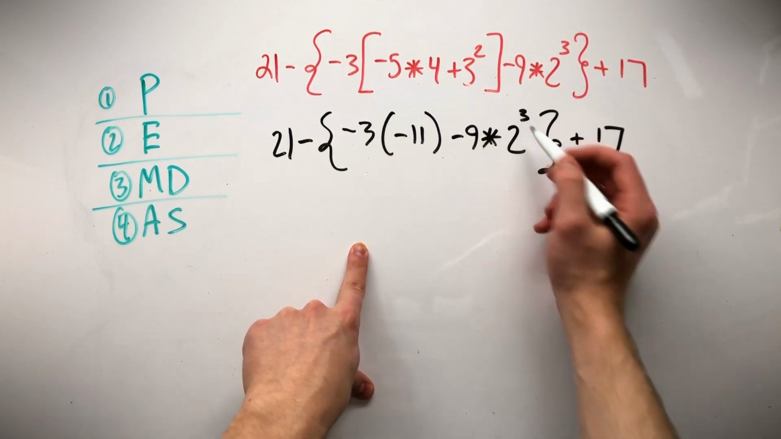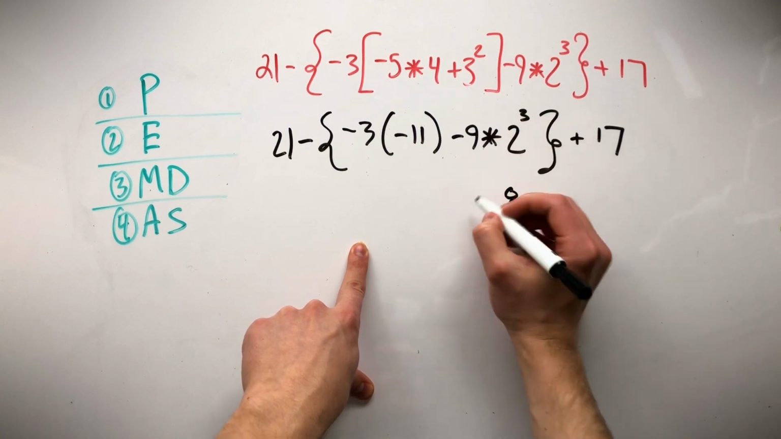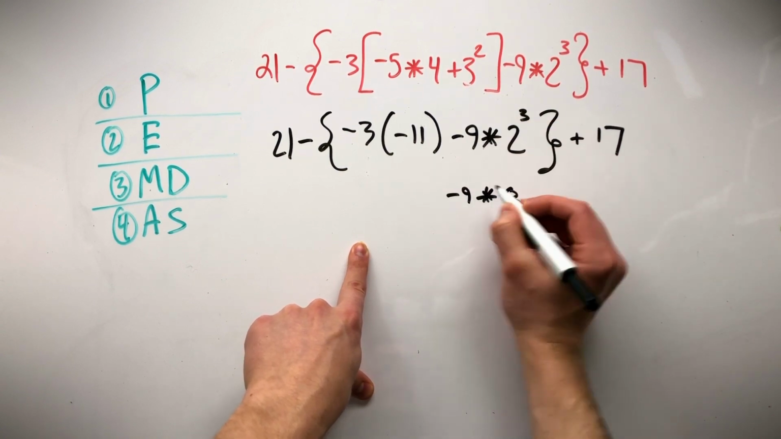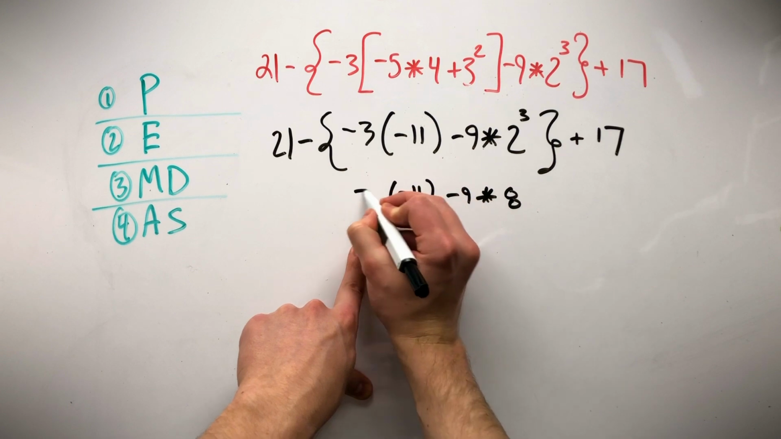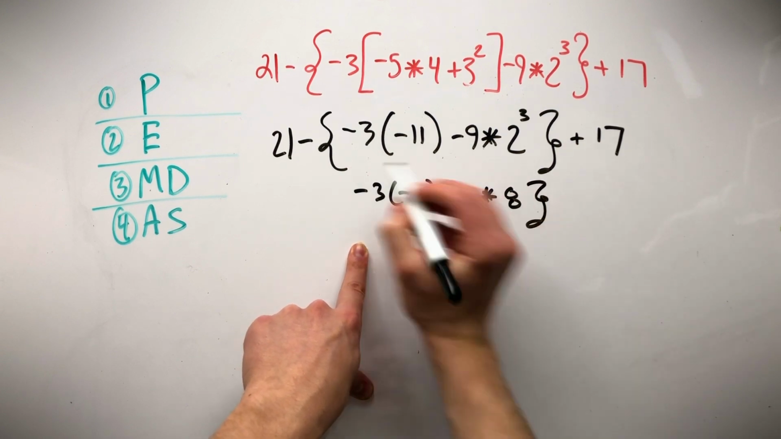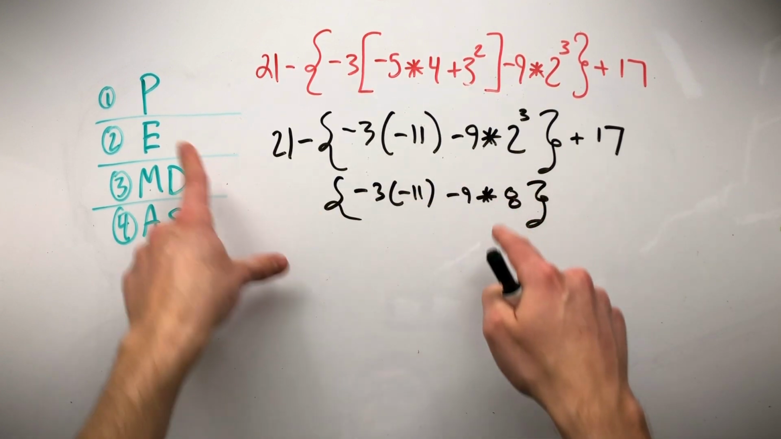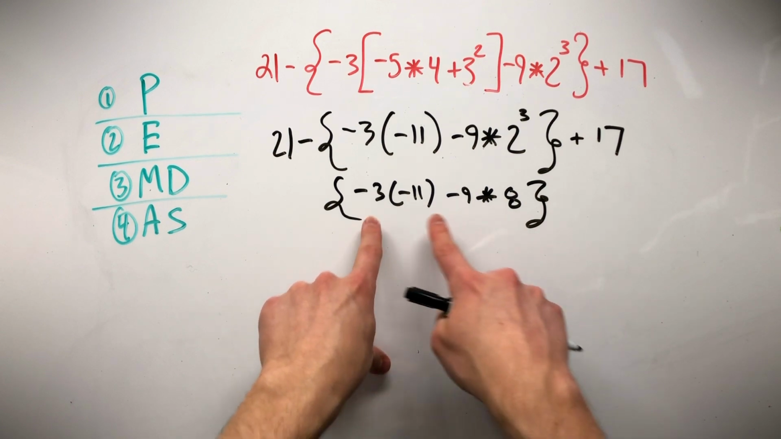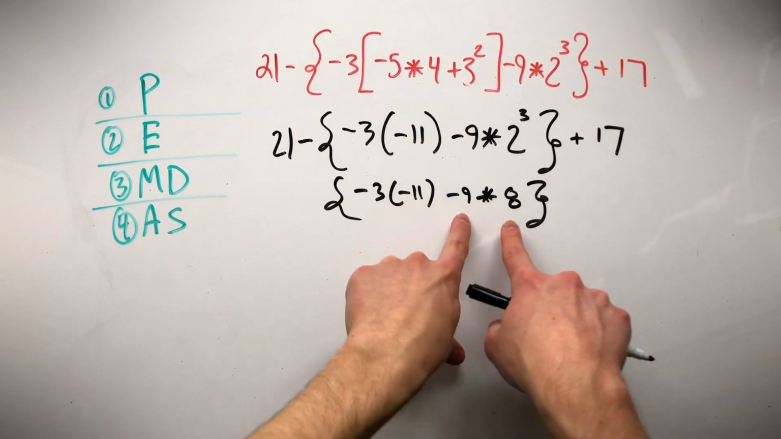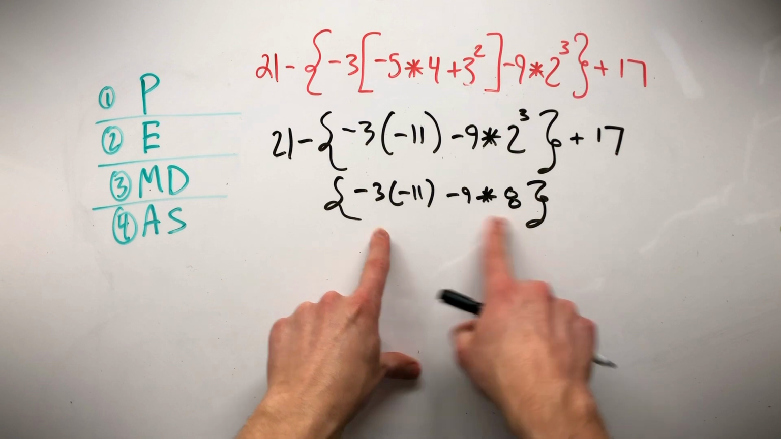2 raised to the 3rd power, right? That's going to give me 8. Go ahead and bring down the rest of the problem. All right, awesome. So I've got the brackets here. Exponents are done. Now let's look at this. We've got some multiplication happening here and also right here, so I'm going to want to make sure I do that next.